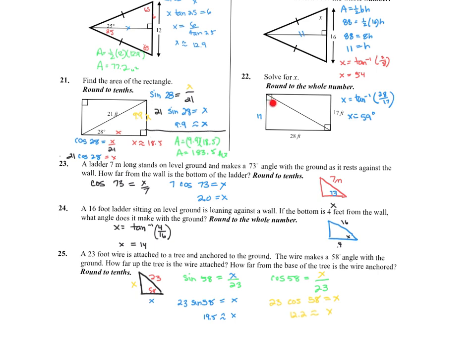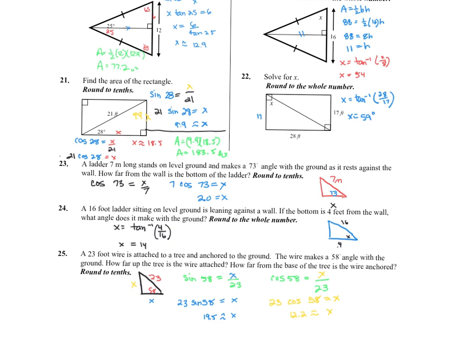Solving for x here. Here is our x. If this is 17 feet here, then we know this is going to be 17 here. And then this is our x here, this would be the opposite, and this would be the adjacent. And since we're looking for the degree, that's our inverse tangent of the opposite, 28, divided by the adjacent, 17, gives us 59 degrees. In number 23, we're looking at a ladder.